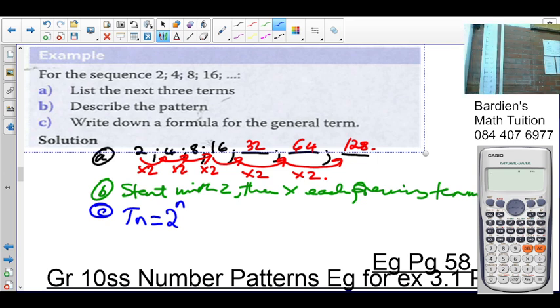But listen, look at it this way. This is 2 to the 1, 2 to the 2, 2 to the 3, 2 to the 4, 2 to the 5, 2 to the 6, 2 to the 7. So this was term 1, term 2, term 3, term 4. So that would simply be Tn is equal to 2 to the n. Easy, no? What's so difficult about it?